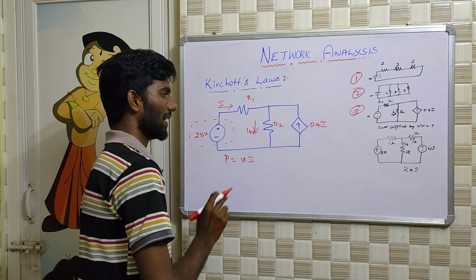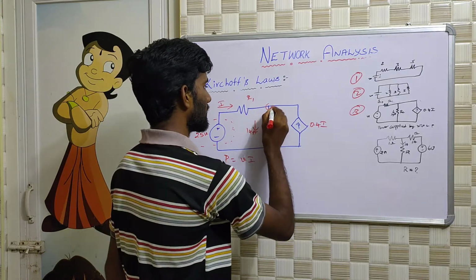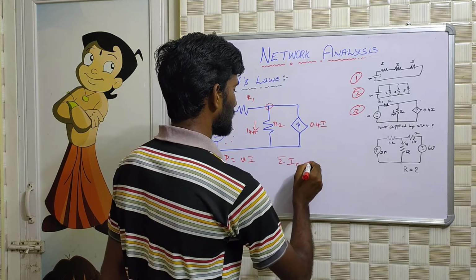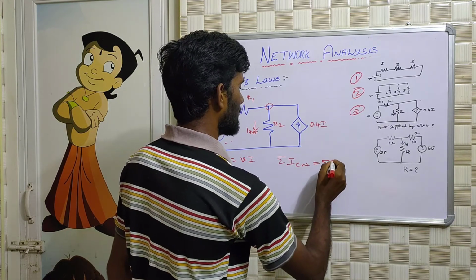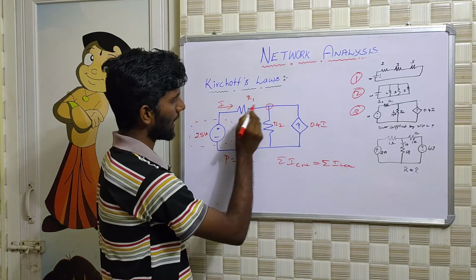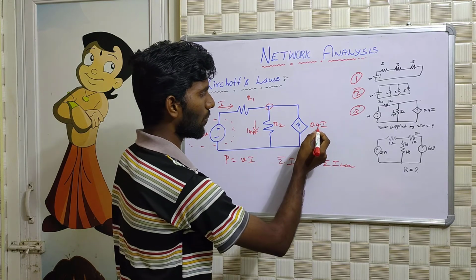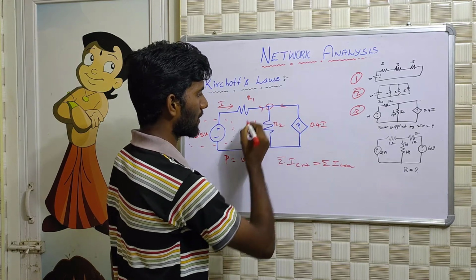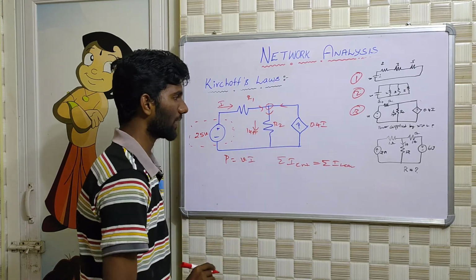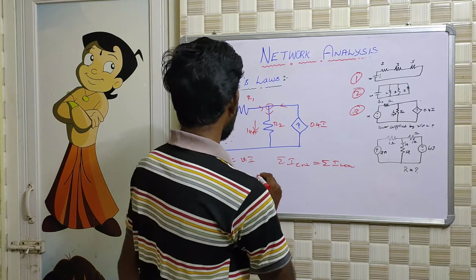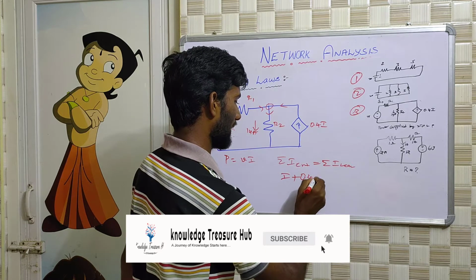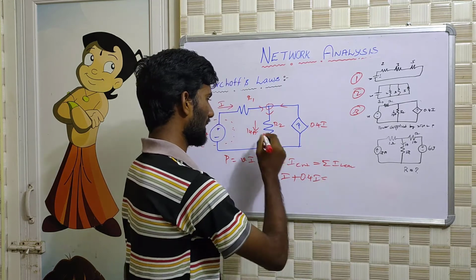So applying KCL at this node. The sum of the currents entering is equal to the sum of the currents leaving. So at this node, I is an entering current. This 0.4 I is also an entering current. This 14 amperes current is a leaving current. So I entering, I plus 0.4 I, is equal to I leaving.